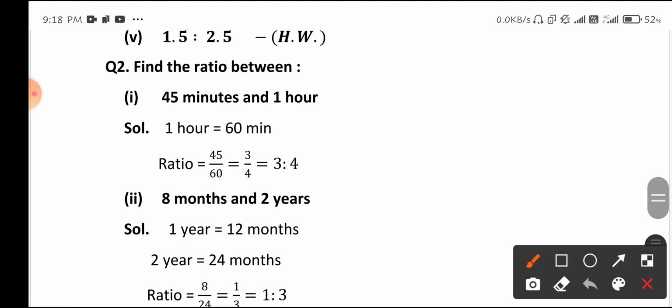Now the next question is question number 2. Find the ratio between 45 minutes and 1 hour. We know that we can find the ratio only if they are in the same unit. So you can see the first is in minutes and the second one is in hours.